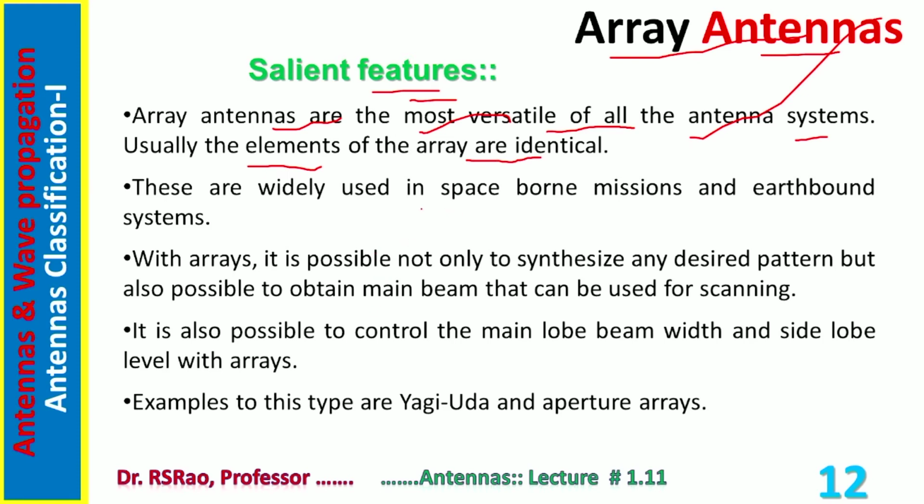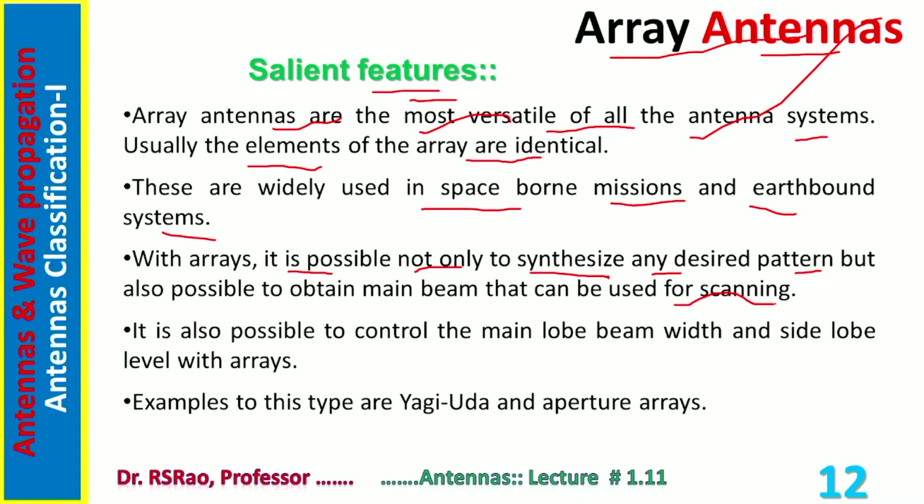These are widely used in space-borne missions and earth-bound systems. With arrays, it is possible not only to synthesize any desired pattern, but also possible to obtain main beam that can be used for scanning. Physical scanning, mechanical scanning, is associated with several problems. But with arrays, mechanical scanning can be replaced by electronic scanning. There is no physical movement.